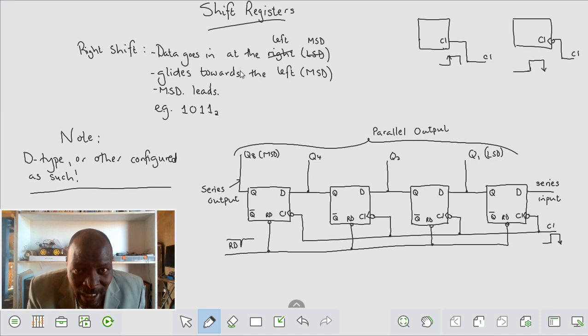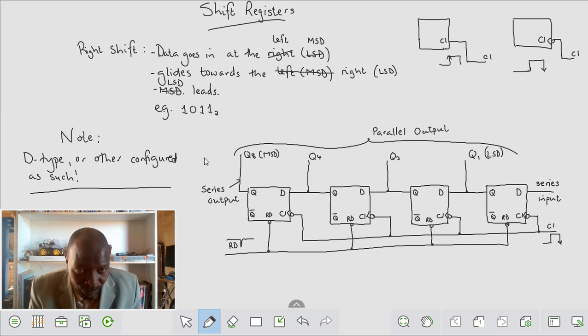And then does it glide toward the left? No, it's the right shift, so it's going to glide towards the right. So this is no longer true. I'm just showing you that it's very silly to not remember this because it's actually just opposites. So this is now going to glide towards the right, and the right is where you get the LSD. Then obviously the MSD doesn't lead anymore. What leads now is the LSD. The LSD digit will go in first.